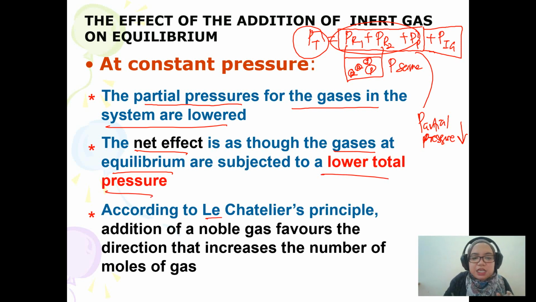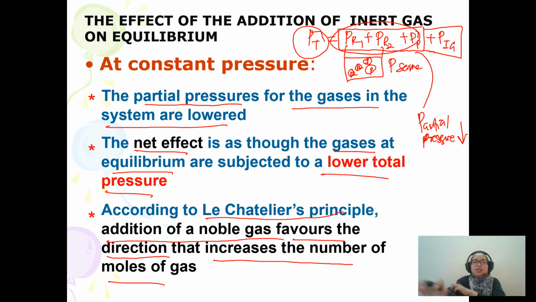So, according to Le Chatelier's principle, addition of a noble gas favours the direction that increases the number of moles of gas. So, kalau kita tambah inert gas, equilibrium position akan shift to the side with more number of moles of gas in order to increase the pressure so that the partial pressure of the reactant and product kembali seperti biasa. Okay, will increase lah kan, so that the partial pressure will increase. Sebab apa kan partial pressure dah decrease disebabkan oleh addition of inert gases.